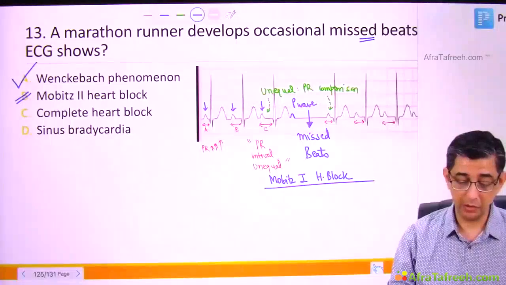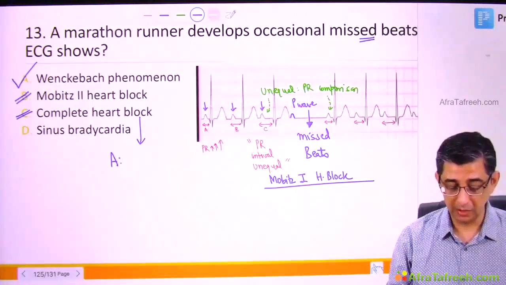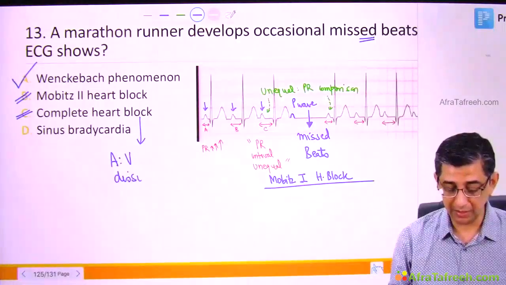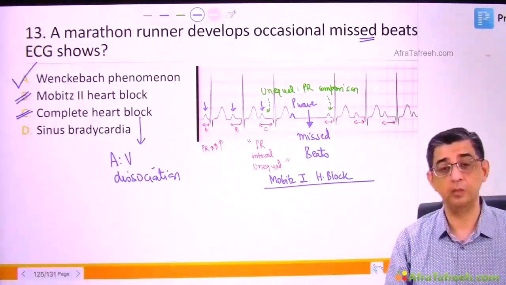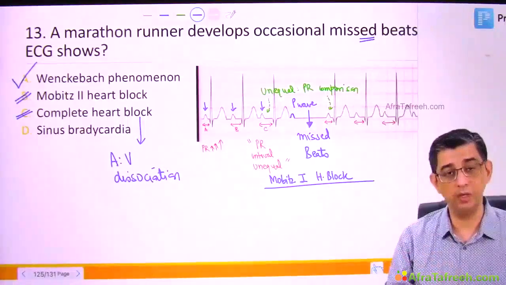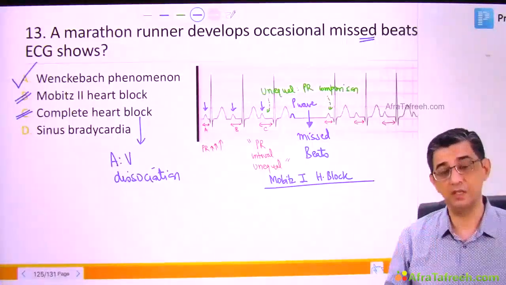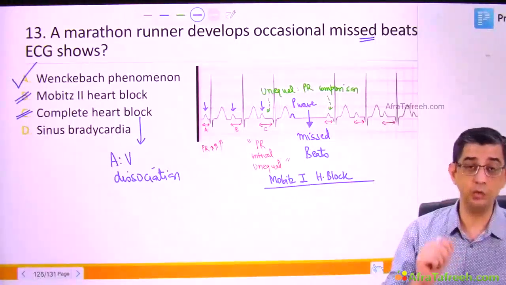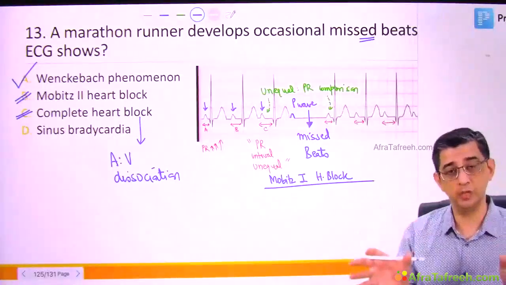Complete heart block is always going to have an AV dissociation, which basically implies that the atria and ventricles are going to fire at a slightly different rate. In fact, when it comes to complete heart block, the number of P waves and the number of QRS complexes or R waves is not going to be equal. In complete heart block, atria fire at 100, ventricles fire at 40. Atrial firing rate is 2.5 times higher than the firing of the ventricle. So the number of P waves will be more than the number of R waves.